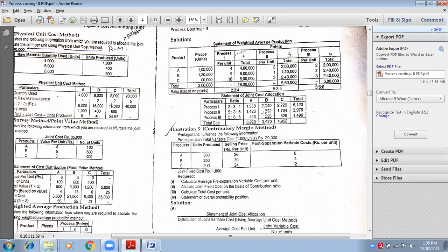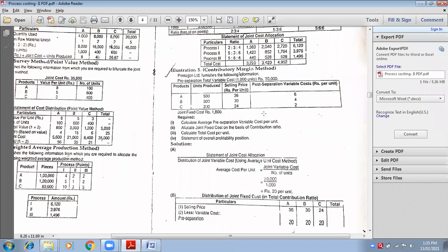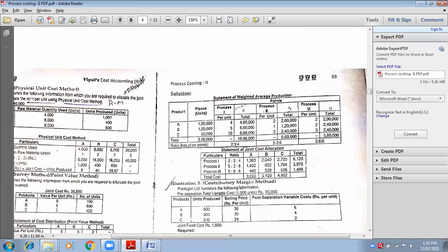1,704. Yes. And same way for process 3. Process 3 total cost is 1,496. And that has to be divided in the ratio of 5:6:6. So will you be able to complete it now?